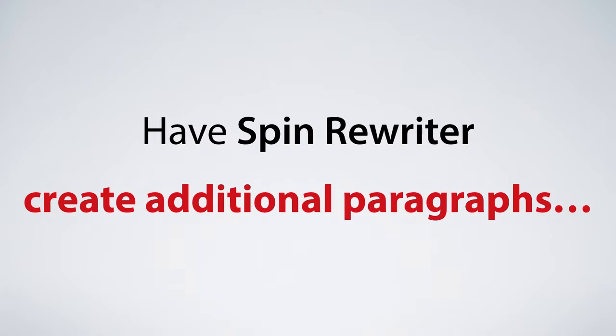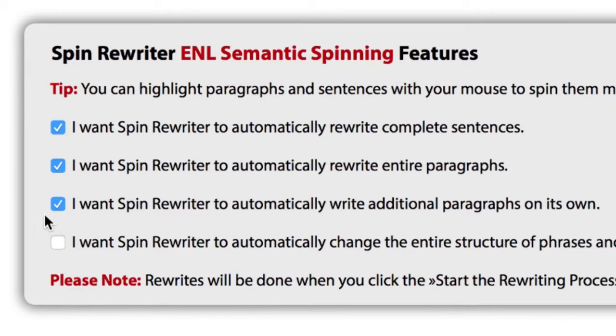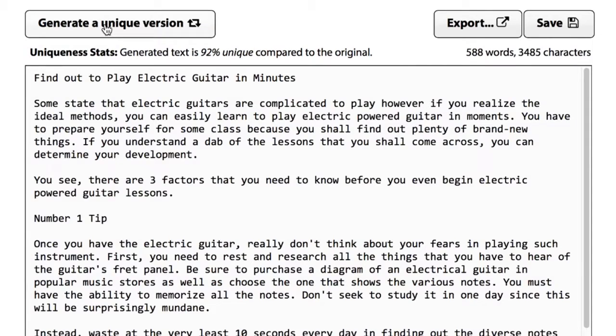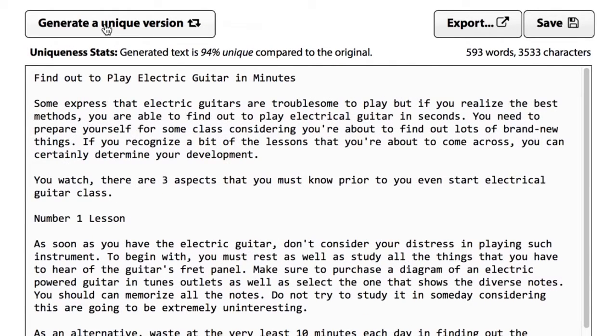You can even have Spin Rewriter create additional paragraphs. Select this option and Spin Rewriter will look for additional information in your text. And when it finds it, it'll create new paragraphs that will randomly be added to your spun articles.